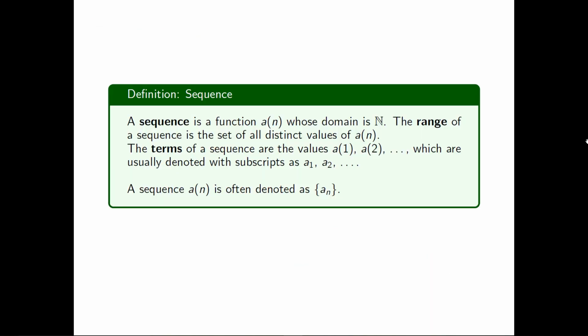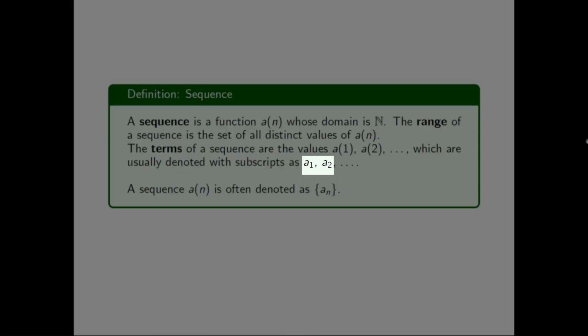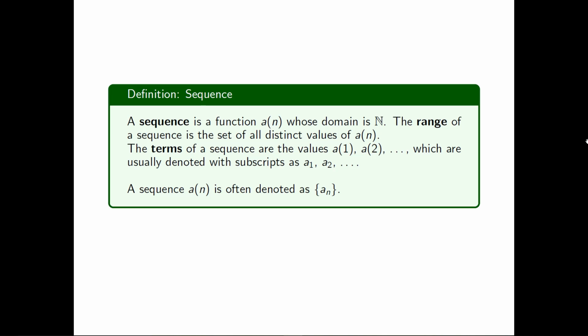Okay, so here's our definition. A sequence is a function a_n, but the domain is just the natural numbers, and the range is all the values that we can go to. So we take the terms to be a1, a2, and use the subscripts to define those. So that's our definition of a sequence.